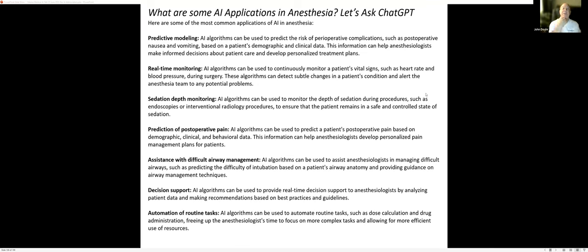I asked ChatGPT itself, what are some AI applications in anesthesia? And it came up with some pretty good answers. Predictive modeling, real-time monitoring, sedation depth monitoring, prediction of postoperative pain, assistance with difficult airway management, et cetera, et cetera. So not bad, but as we'll see, sometimes the answers you get are a little off kilter.